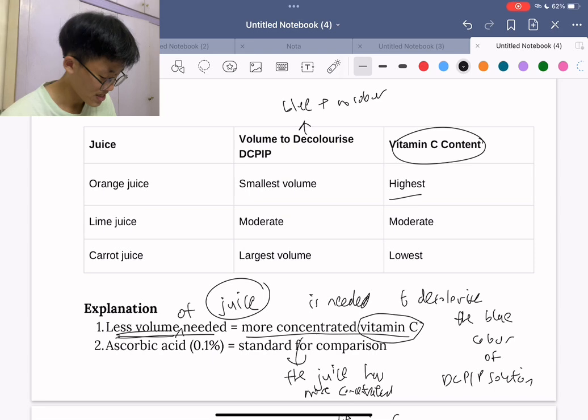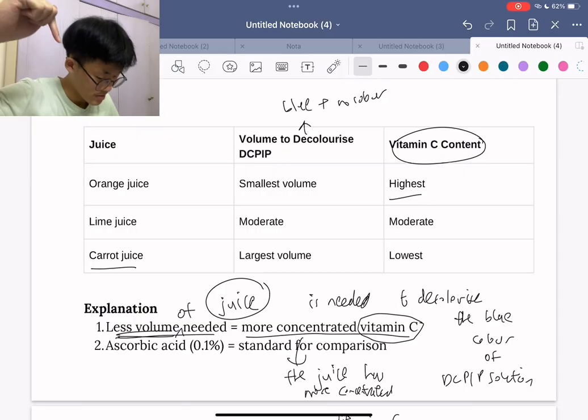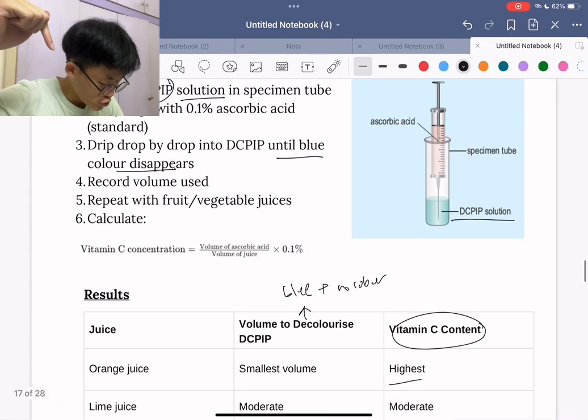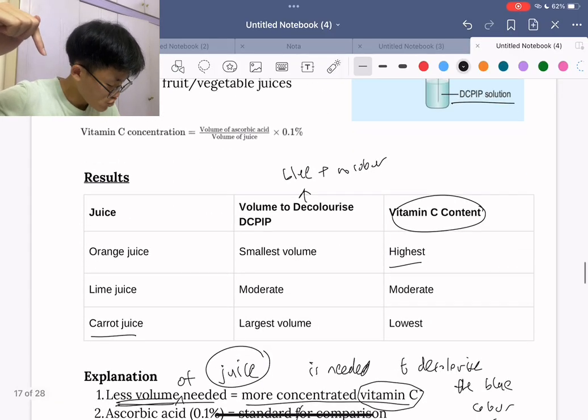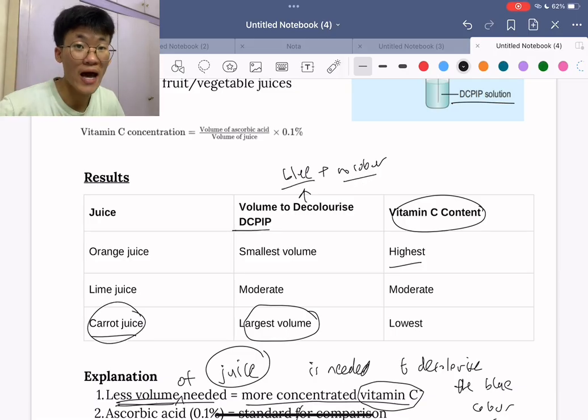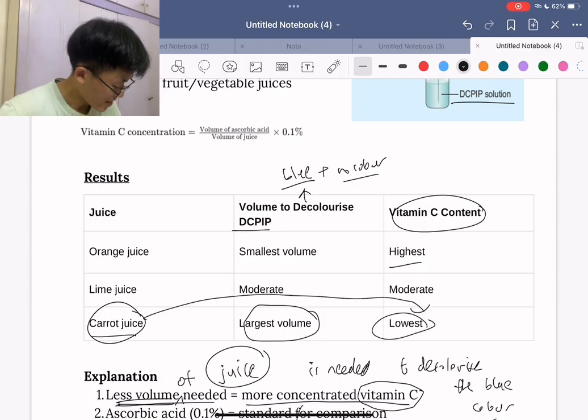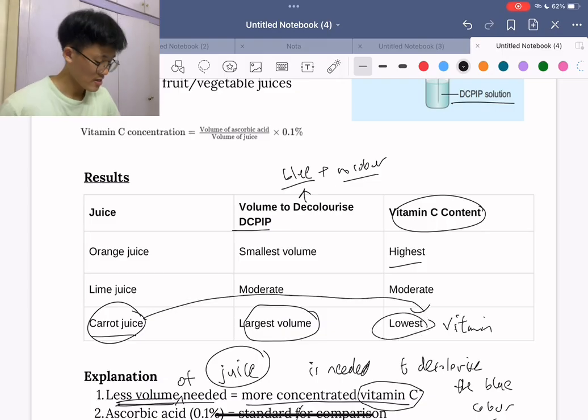So when less volume of juice is needed, it means that you have the highest vitamin C content. So how about carrot juice? For carrot juice, you need to drip the largest volume into the DCPIP before the blue turns into no color. So it means that carrot juice has the lowest vitamin C.